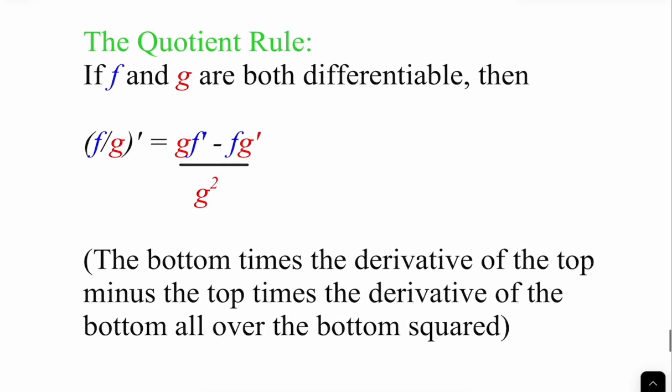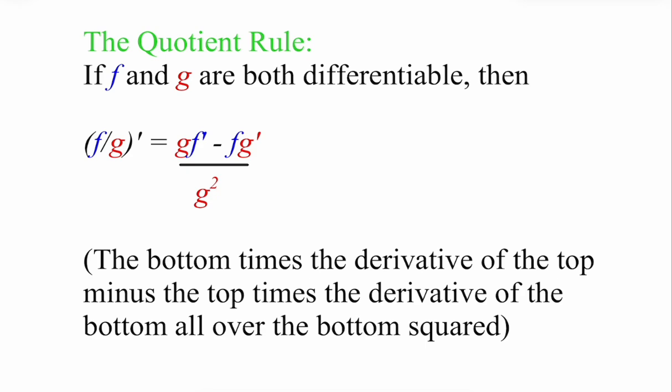There's a quotient rule. Okay, guess what? We're going to say it together here in a second. But let's look. If I have two functions, f and g, and I'm dividing them, so f divided by g, here is the quotient rule. So ready? Let's say it. We're going to say it 2 times. Ready? The quotient rule says the bottom times the derivative of the top minus the top times the derivative of the bottom all over the bottom squared.